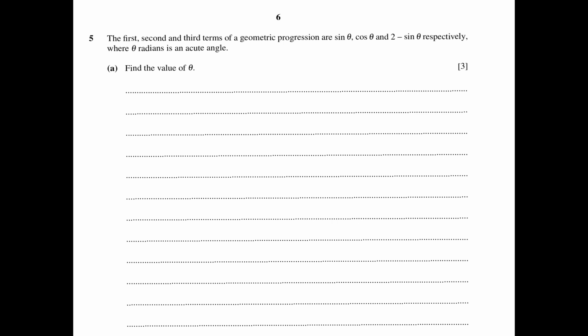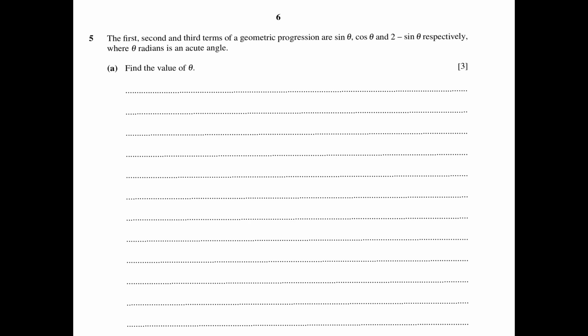Now let's look at question 5. The first, second, and third terms of a geometric progression are sine theta, cos theta, and 2 minus sine theta, respectively, where theta radians is an acute angle. Obviously this is a topic of sequences and series, where here we are talking about a geometric progression. We are given the first, second, and third terms, and we are to find the value of theta.